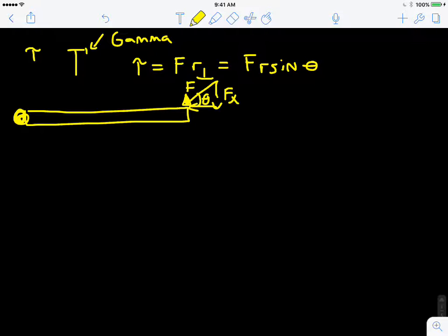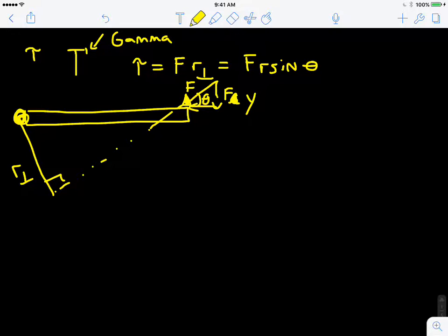We also showed that you could draw this line of action, and you can use the perpendicular distance. So this could be your r perpendicular. Sometimes it's more useful to use the r perpendicular, and other times it's more useful to find the perpendicular force, which in this case, excuse me, I wrote it as the x. It's in the vertical, so we could just call it the y.